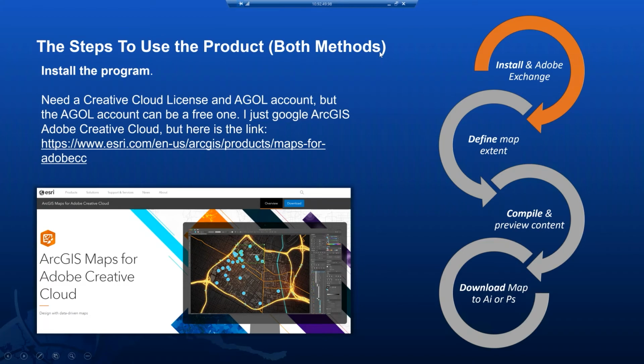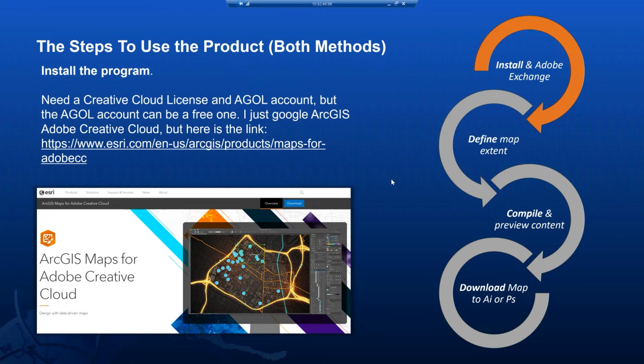Before you use the product, you have to actually get the product. To install the extension itself is free. You just Google it and download it. It's pretty self-explanatory. Here's the link. I'm not going to click on it. This is exactly what it looks like. But when you look at these slides later, the link's there, or again, you can just Google it.